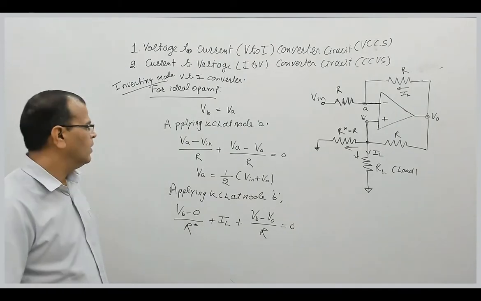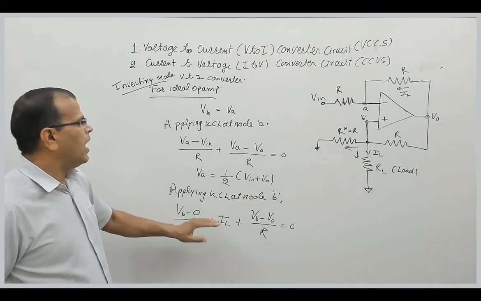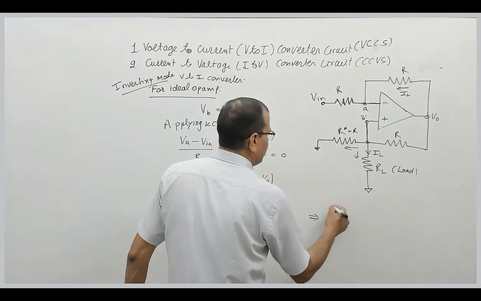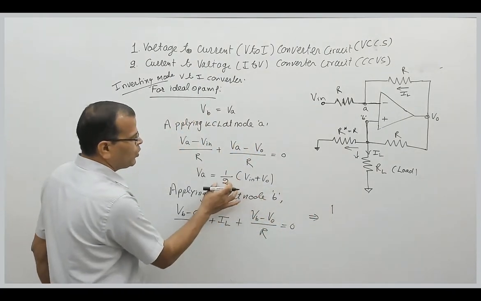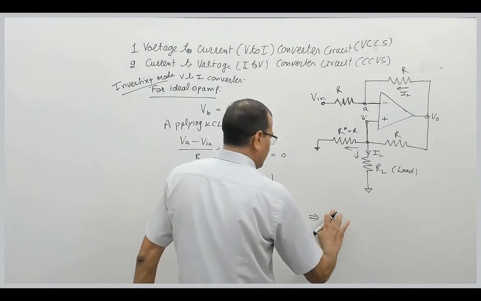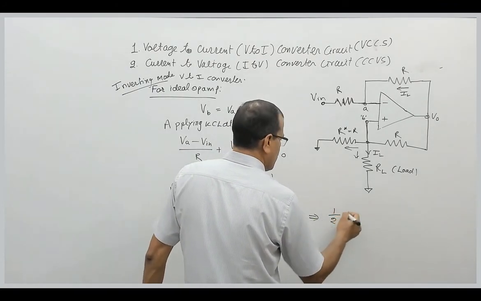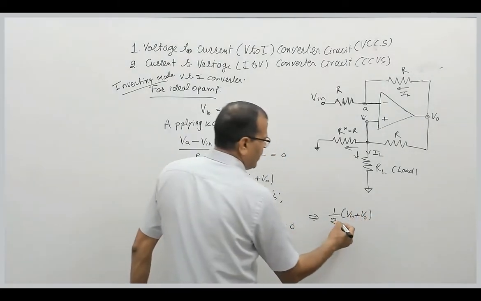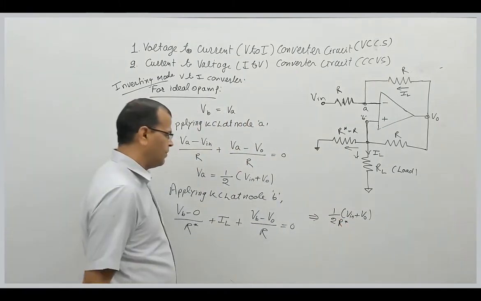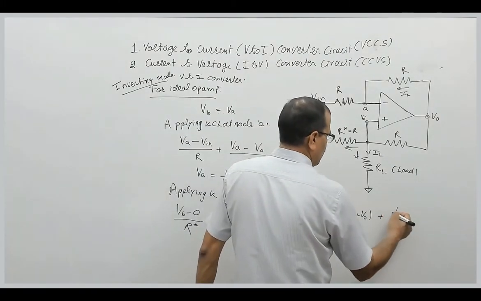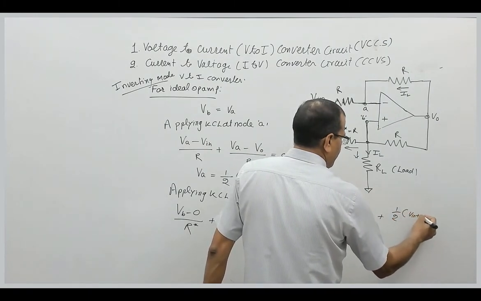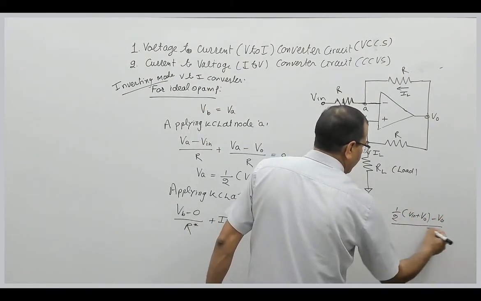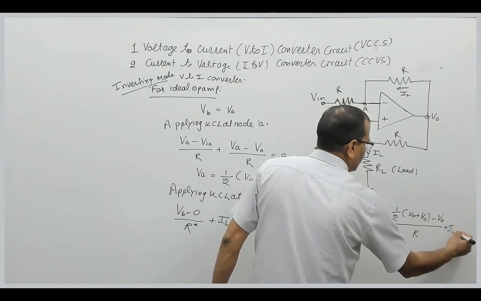Now, I have to find the load current. So let us see how to go ahead. This gives VB. VB is what? 1/2 (Vin + V0). So this is 1/2 (Vin + V0) divided by R star, plus (1/2 (Vin + V0) - V0) whole divided by R, plus IL is equal to 0.